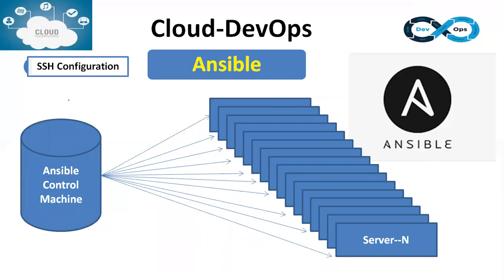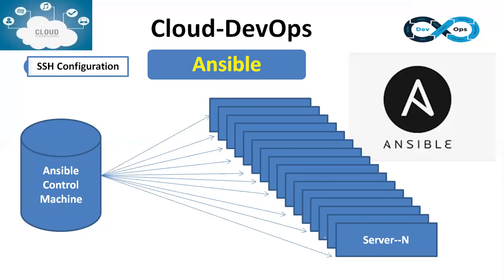Since I told you Ansible works agentless, we have only the Ansible control machine, and whatever installation or deployments or cloud provisioning we wanted to do, we can do from the Ansible control machine. One machine is enough for us. From this machine, if you wanted to implement any configuration or installation on different servers, we will connect from this Ansible control machine to the different servers, and then we will perform our task.